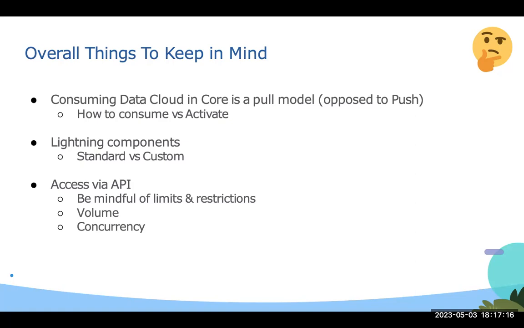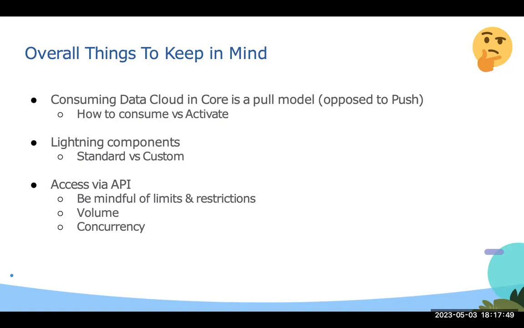When it comes to API, make sure when you're performing any API calls, the API limits will be consumed. Be mindful of the limits and restrictions, and the volume as well. Keep in mind that you have to take care of the volume and the concurrency limits as well. These are some of the APIs, especially the Connect API, that you leverage when you're trying to access the data from one service cloud org to another Data Cloud org, or when you purchase a Data Cloud org within your Salesforce service cloud org.